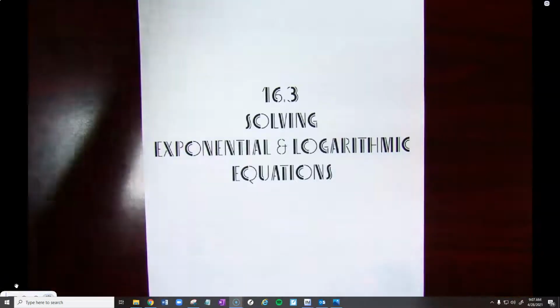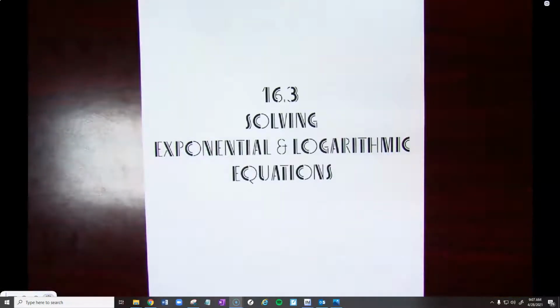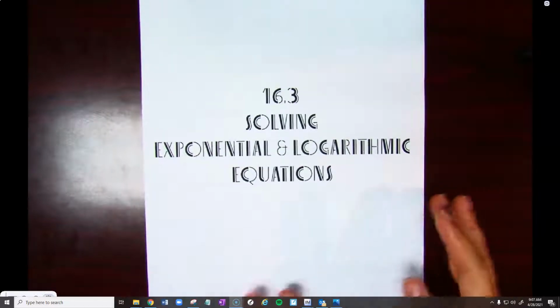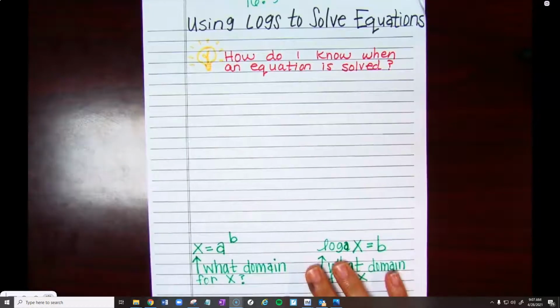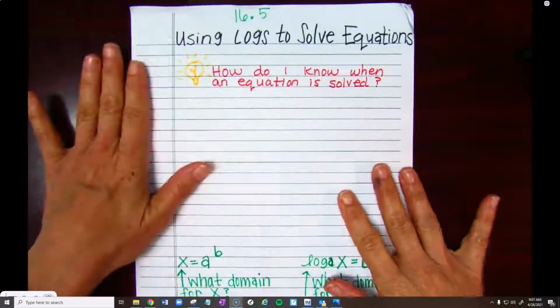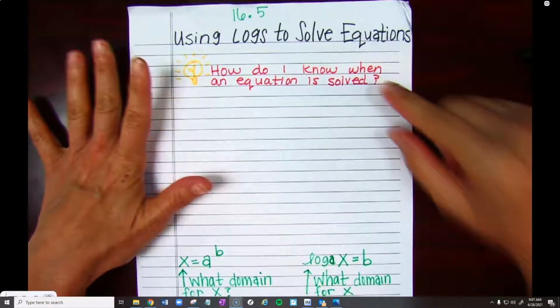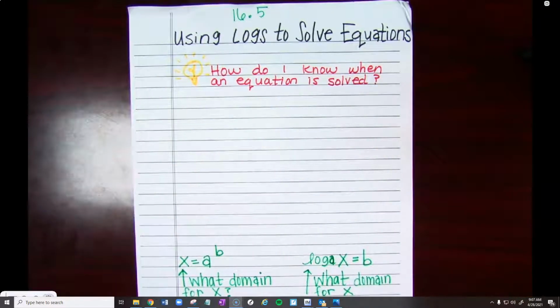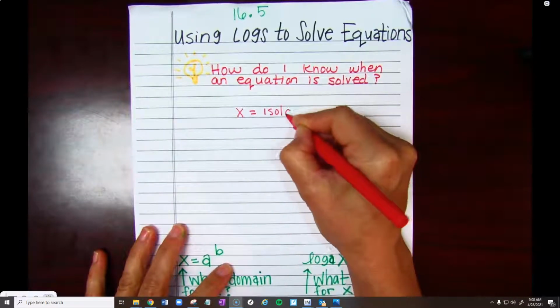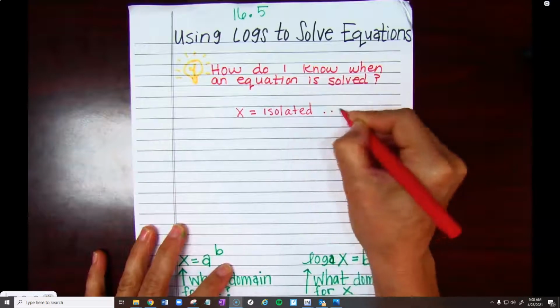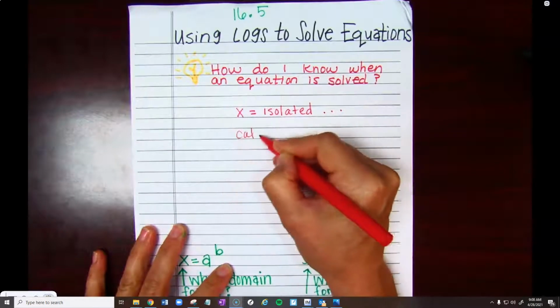Okay guys, so we are going to be solving part 2 of our logarithmic and exponential equations. So go ahead and take a look at my question right here. How do I know when an equation is solved? Remember, an equation is going to be solved when x is isolated. And we are not really using the calculator, we're just getting everything in calculator ready form.